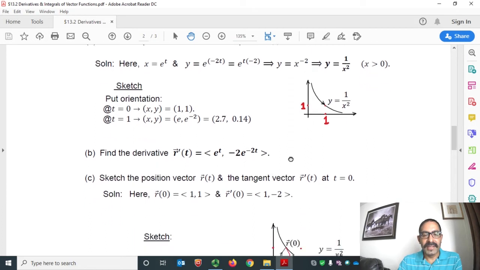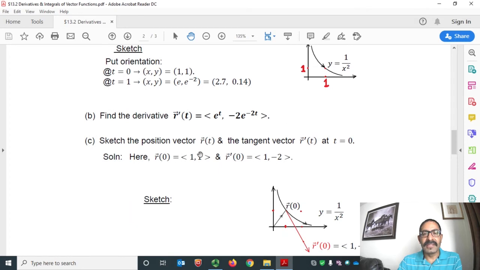Part C, sketch the position vector r(t) and the tangent vector r prime of t at t equals 0. So solution: r(0) is simply (1, 1), which we already computed, in vector form. And r prime of 0 turns out to be (1, -2). Then let's graph those vectors.